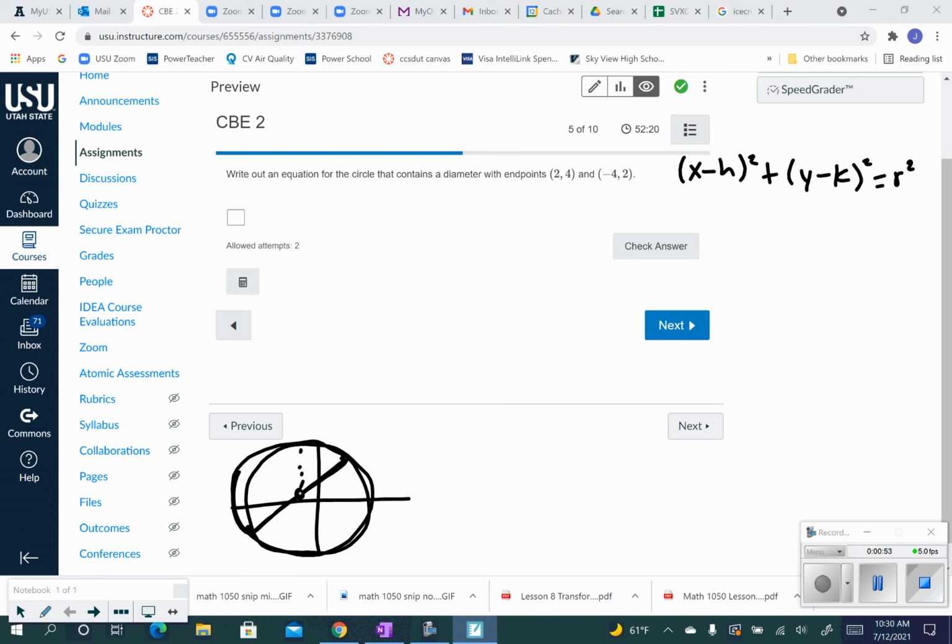Okay, so let's start by finding the center. Remember, the center is the midpoint. If you remember, to find the midpoint, it's halfway between the x's and halfway between the y's. So I add them together, 2 plus negative 4, and divide by 2, my x's. Add my y's together, and divide by 2. And the center comes out to be, what's that? Negative 2 divided by 2 is negative 1. 6 divided by 2 is 3. So plug that in here. It's x minus negative 1, which is x plus 1, y minus 3.